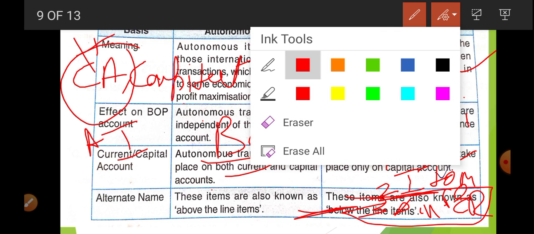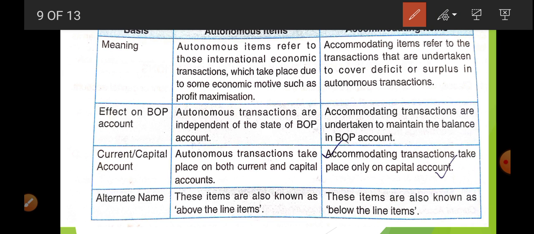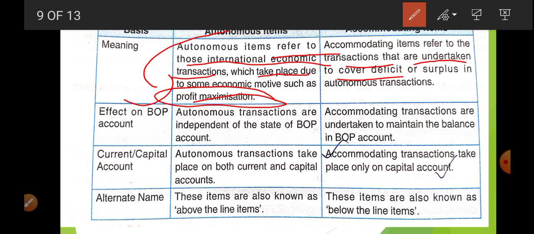Okay, so let me explain now with the help of the book. Autonomous transactions refer to those international economic transactions which take place due to some economic motive, that is, for profit maximization. Accommodating transactions are those undertaken to cover a deficit or surplus in autonomous transactions. So if there is a surplus, whatever transaction is done is accommodating. If there is a deficit, whatever transaction is done is accommodating. If the balance of payments is balanced, there will be no accommodating transaction.